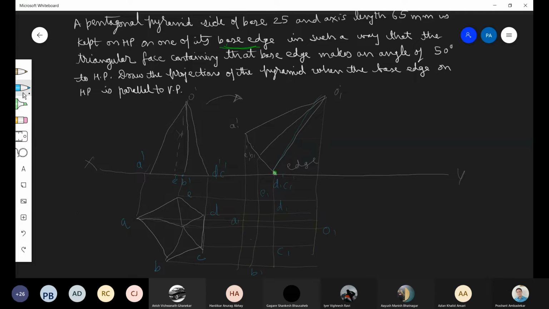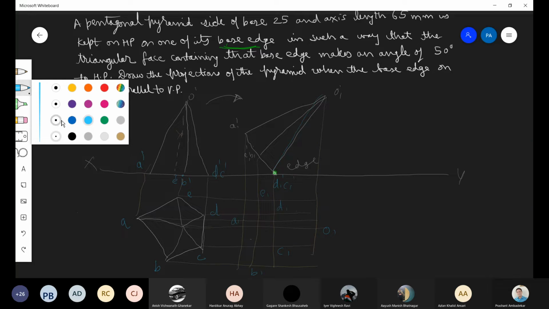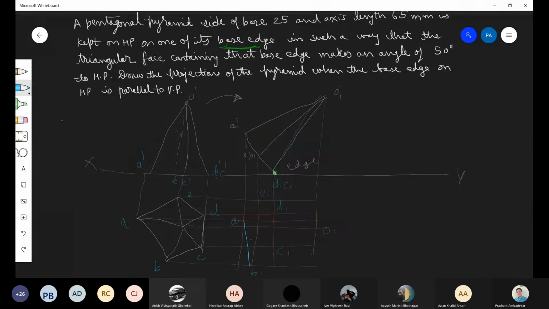What will be the sequence in which it will be joined? It will be joined in the sequence A to B. So A to B is periphery, so it should be dark. A to E should be dark. We don't know about point D. If I talk about B to O, it should be dark. If I talk about E to O, it should be dark.